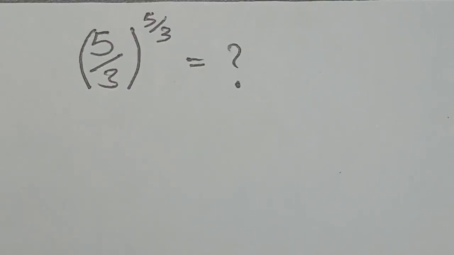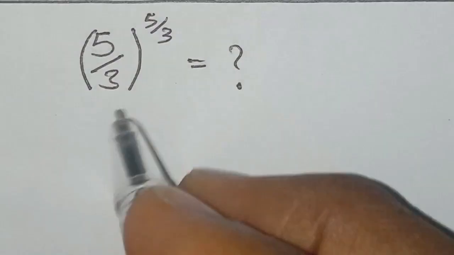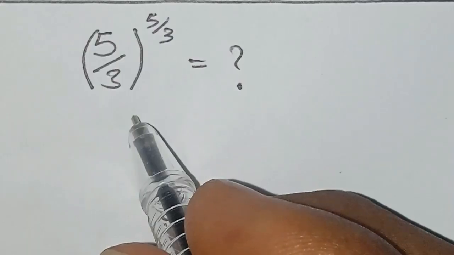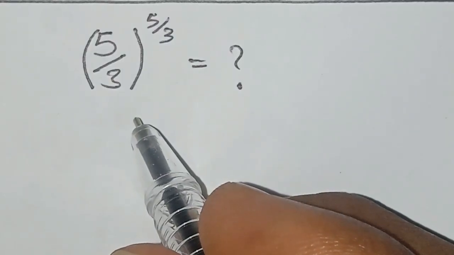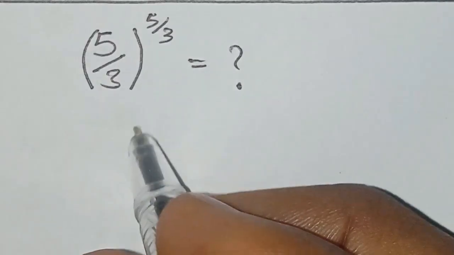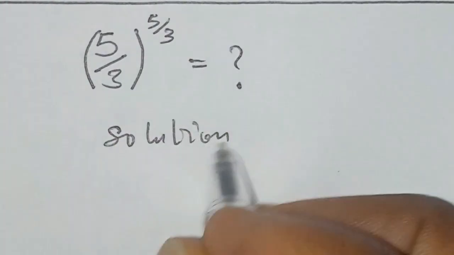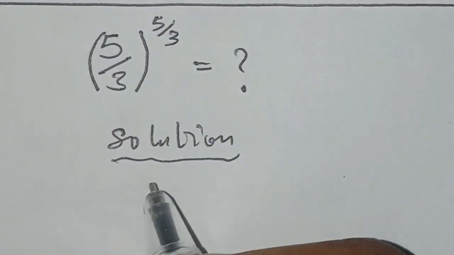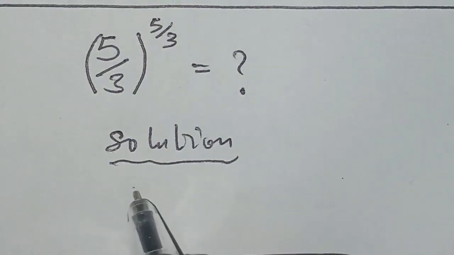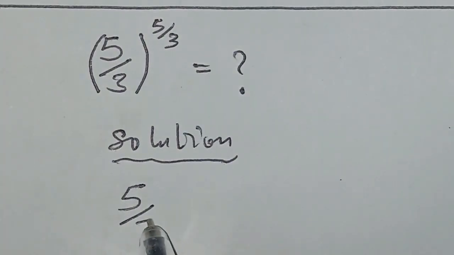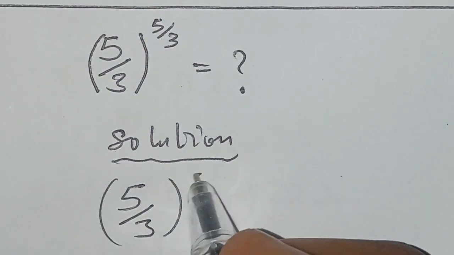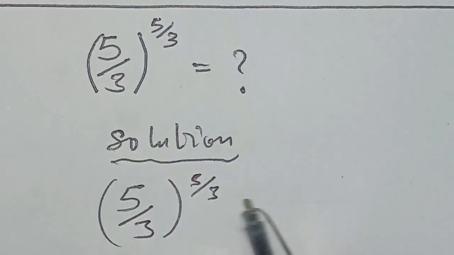Welcome to another interesting lesson: how to simplify this fractional base and exponential fraction. Solution. From our question, we have (5 over 3) in brackets to the power of 5 over 3.